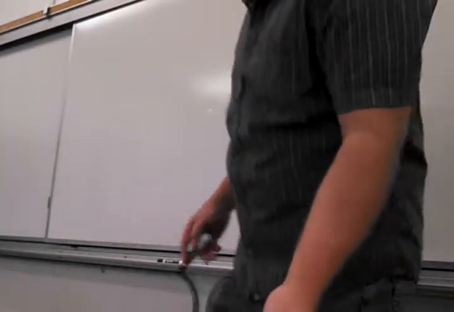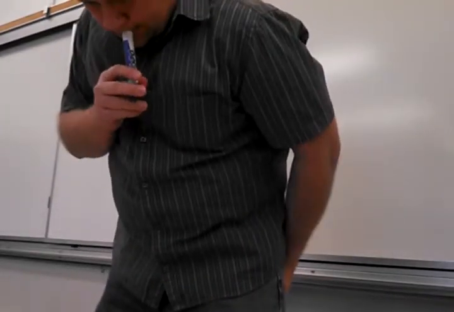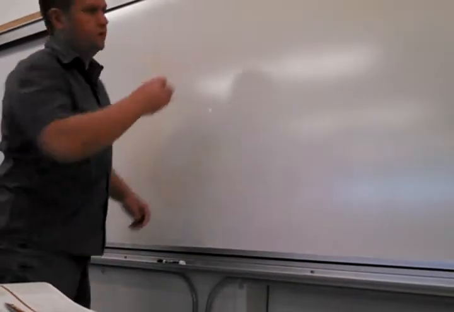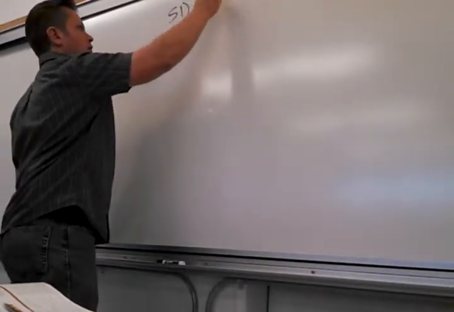So let's see what it says here. 51. Oh, all right. So the one that says 1 plus x times 2 minus x, that one? Yeah. Okay. So 51 looks like this here.